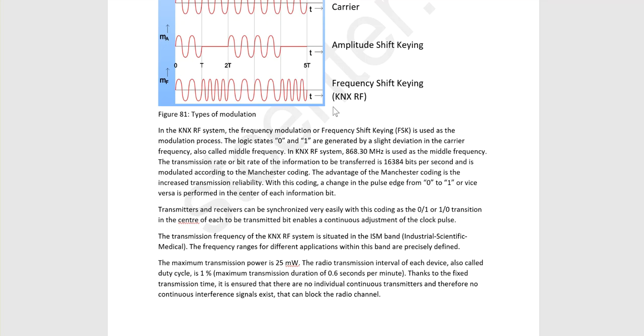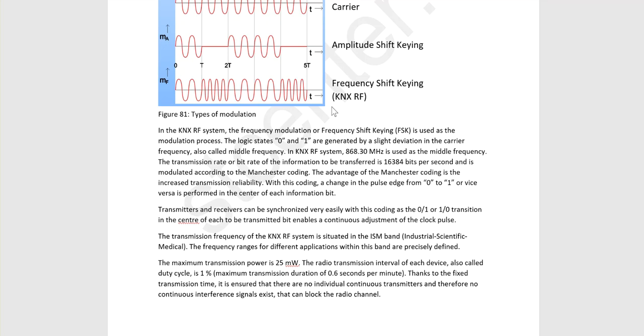Okay, great. So in the KNX RF system, frequency modulation or frequency shift keying is used as the modulation process. The logic states 0 and 1 are generated by a slight deviation in the carrier frequency, also called the middle frequency. In KNX RF, 868 MHz is used as the middle frequency. The transmission rate or bit rate of the information to be transferred is 16,384 bits per second and is modulated according to Manchester coding.